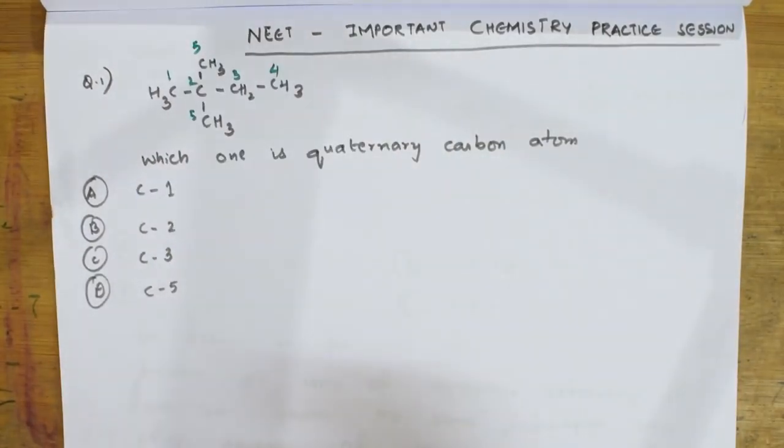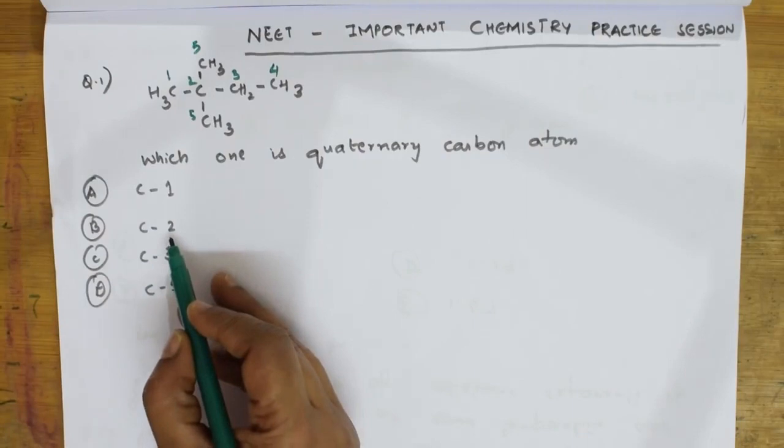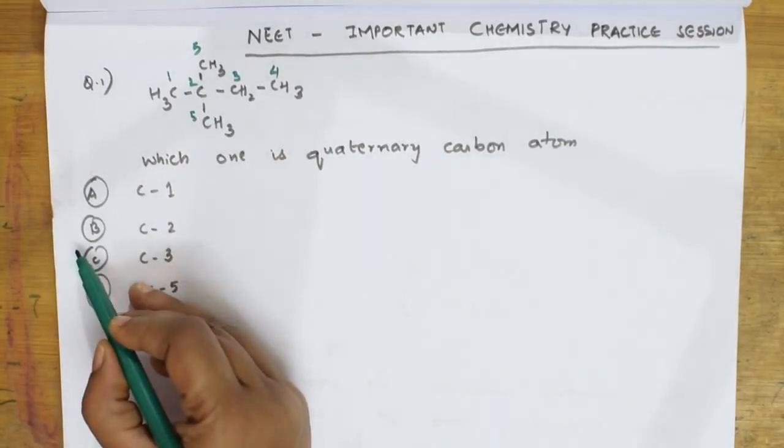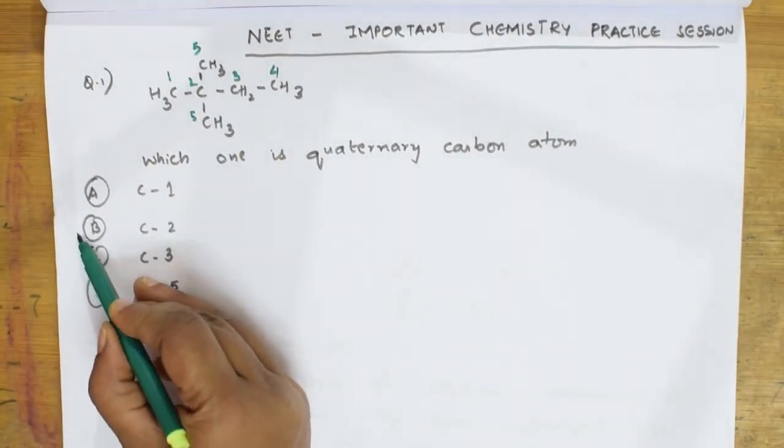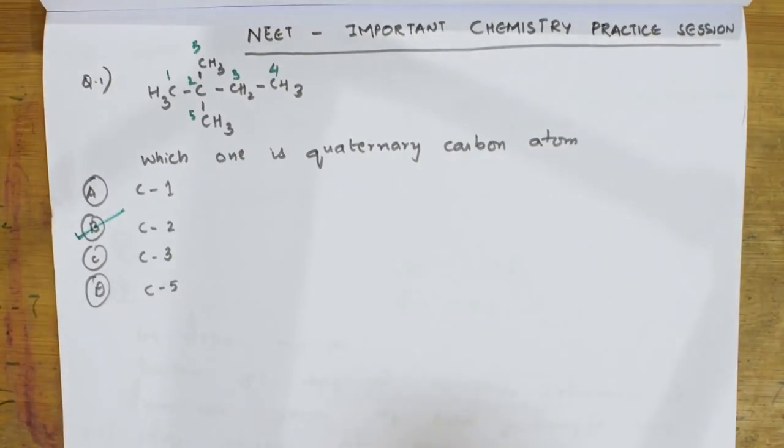Now what is the correct answer? C2 is the correct answer. C2 is a quaternary carbon atom which doesn't have any hydrogen. So the answer is C2. Done. This is how you solve it. I've done it in a simpler way. Let's come back and do the next question.